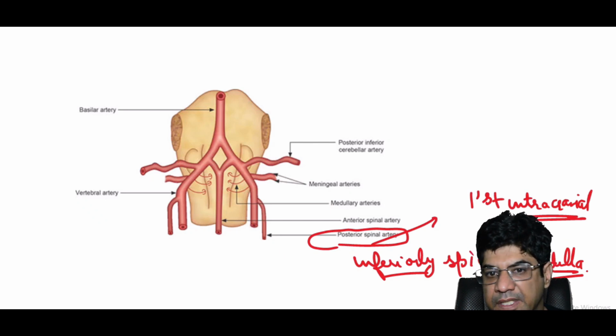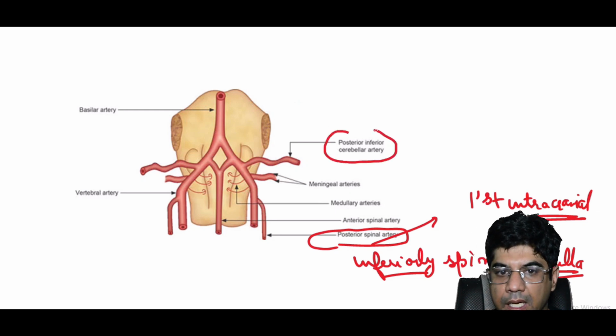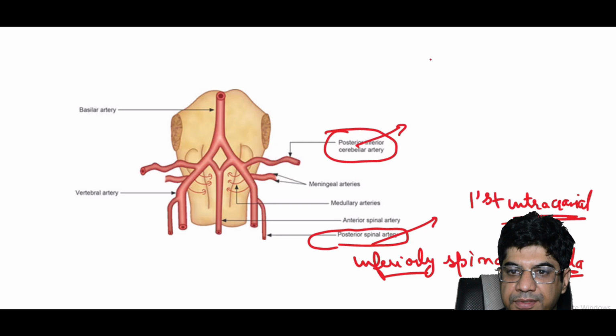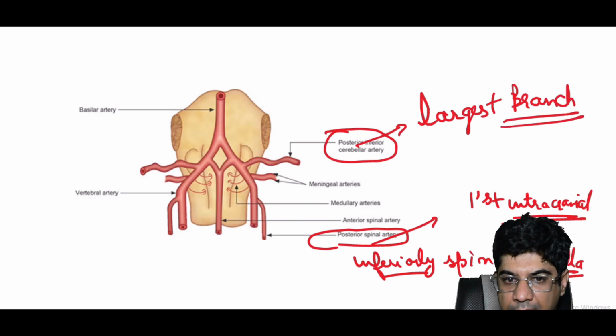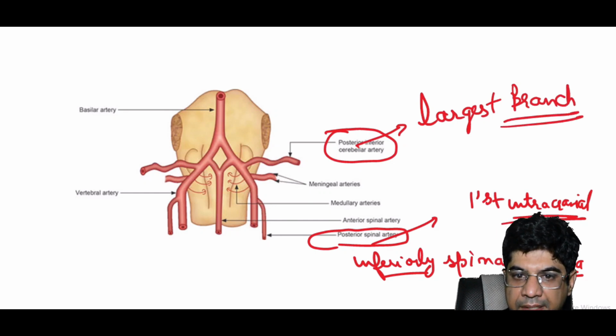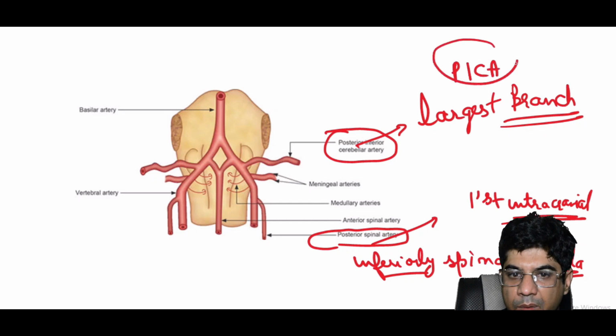The second, which is the largest branch, is the posterior inferior cerebellar artery. So remember, the largest branch is the posterior inferior cerebellar artery. It supplies the lateral half of the medulla and the lower border of the pons and cerebellum.